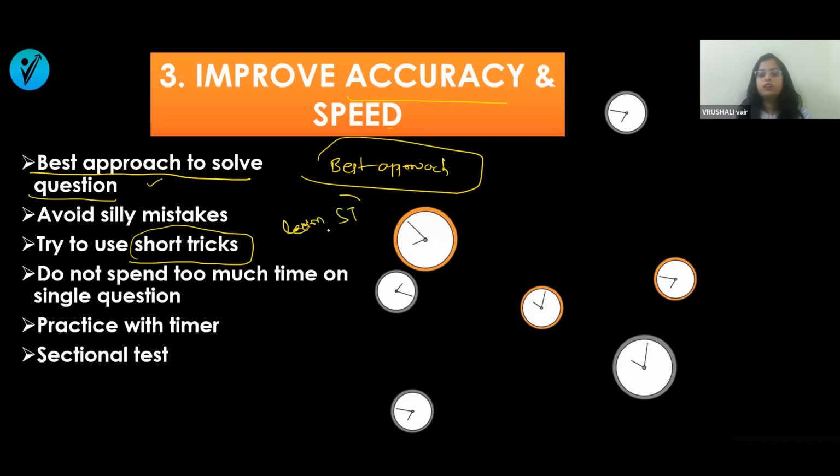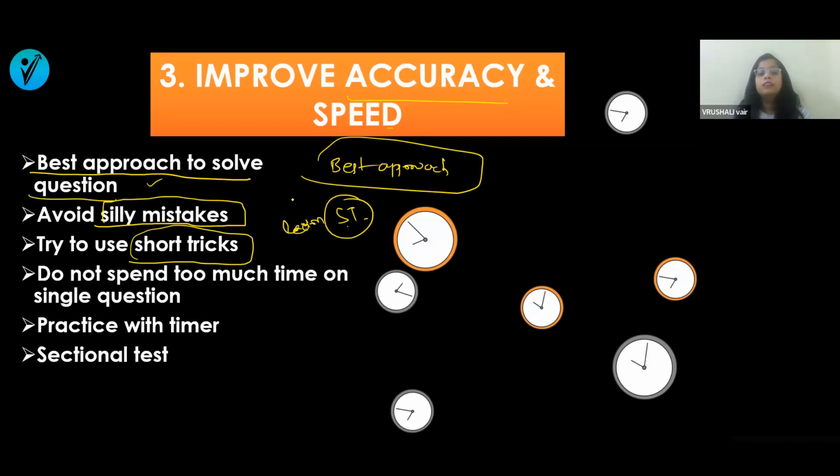Learn short tricks, and apply them in mock tests right now, only then will it happen in the real exam. Otherwise, it won't happen. So from now itself, you have to do it. Then avoid silly mistakes. These things happen most of the time. Almost all the times, I have seen.